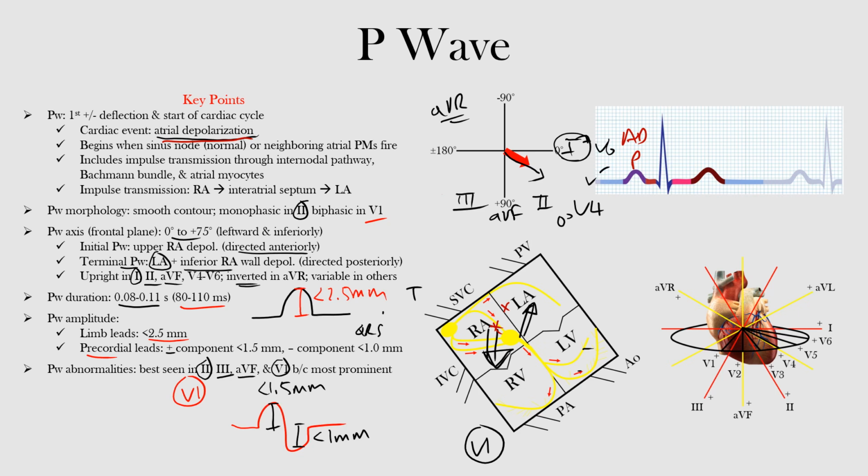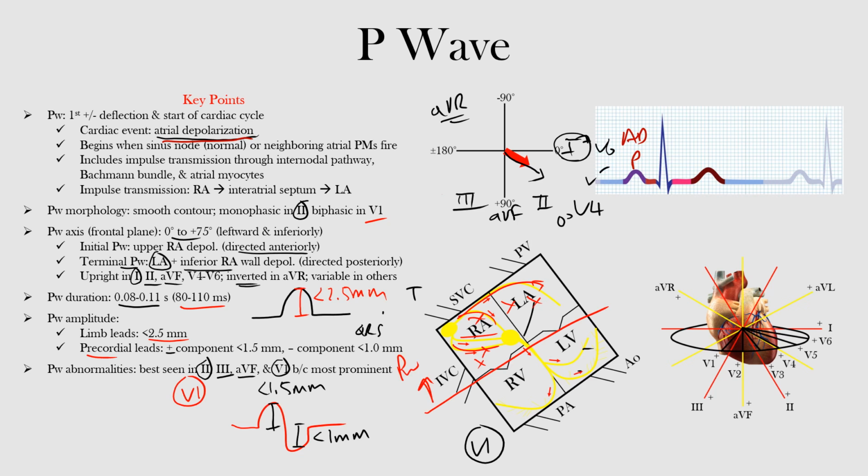Now it includes the impulse transmission through those internodal pathways. So let's just erase this. So the internodal pathways, these here, include the Bachmann bundle, as well as the atriomyocytes. So all these myocytes within the atria are being depolarized. So the whole atrium. Think of everything above this plane representing the P wave.